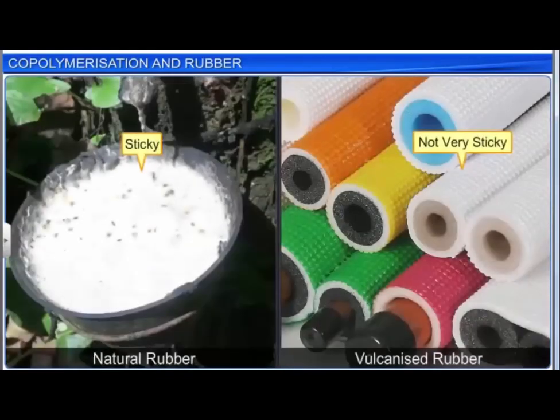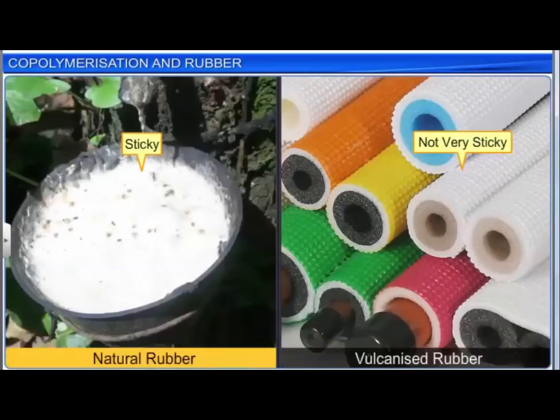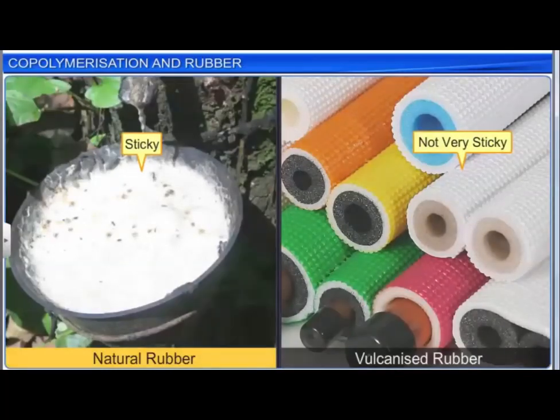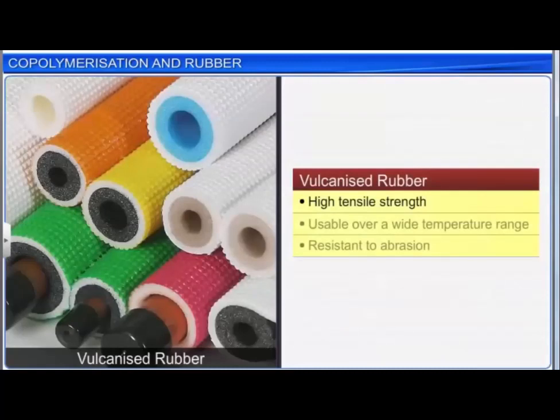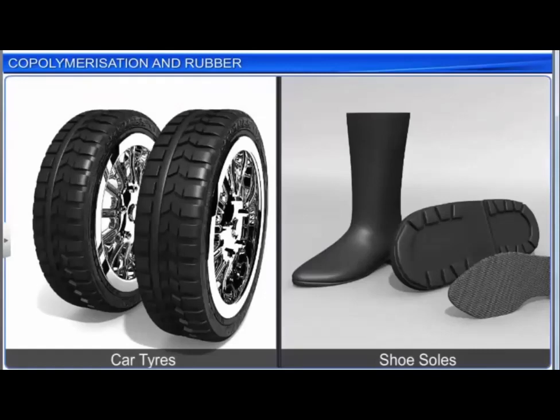Vulcanized rubber is not very sticky, unlike natural rubber. Vulcanized rubber has high tensile strength and is usable over a wide temperature range. It is also resistant to abrasion. Vulcanized rubber has many uses. Perhaps its best known uses are car tires and shoe soles.